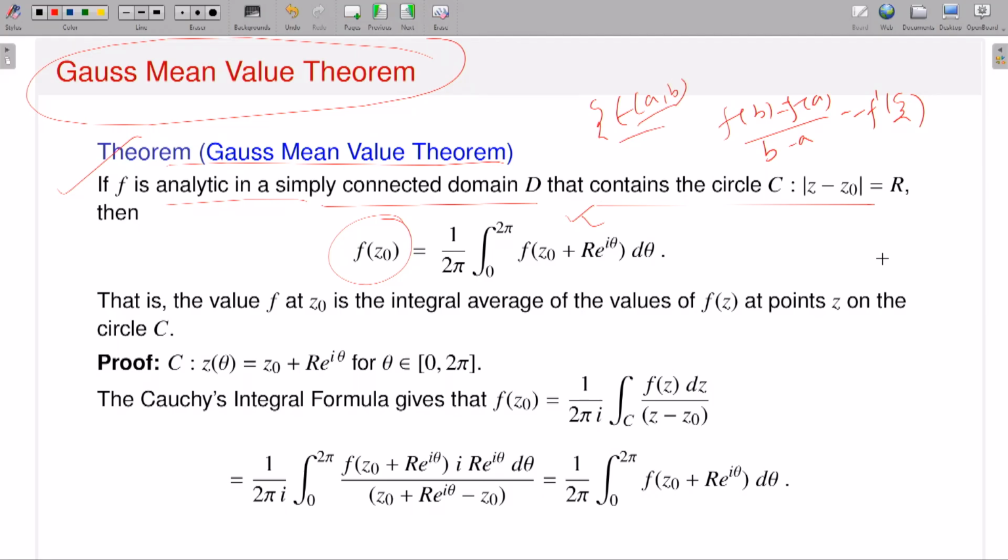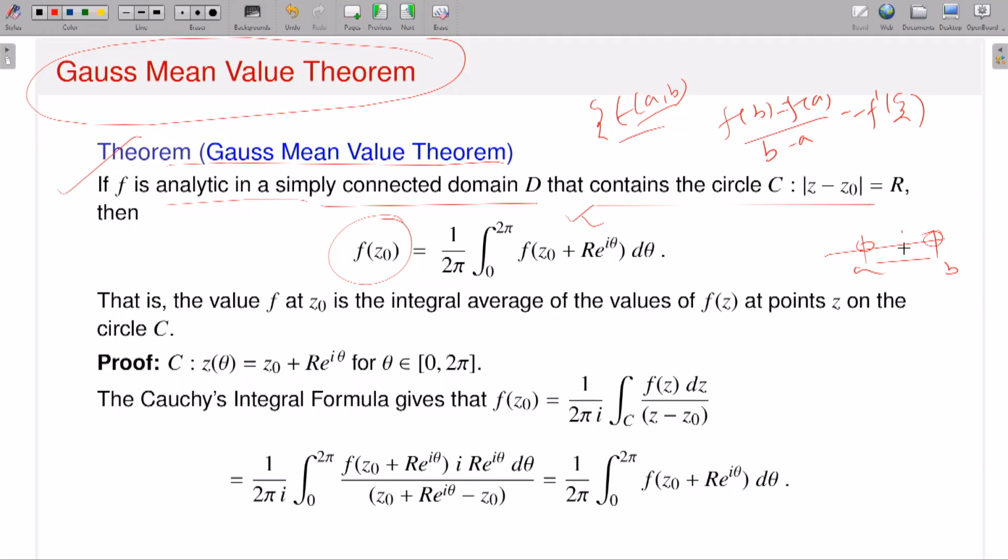So you can see you have an interval a to b, and you are taking the value f(b) minus f(a), then dividing by the length of the interval. That means somehow you are averaging it. You take the difference of the values of the function at b and at a, divide by b minus a, and you will have some point xi, which is nothing but the derivative at the point xi. Similar kind of thing you can have for the Gauss mean value theorem.